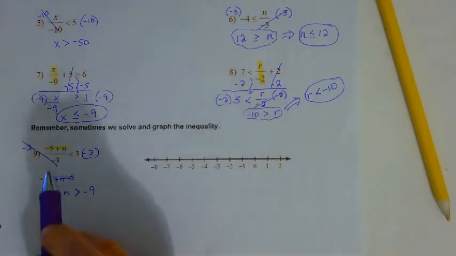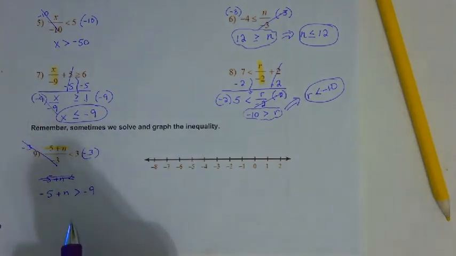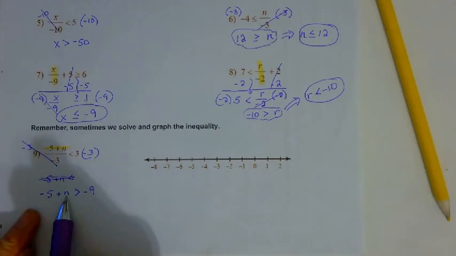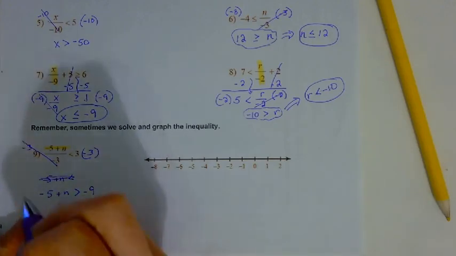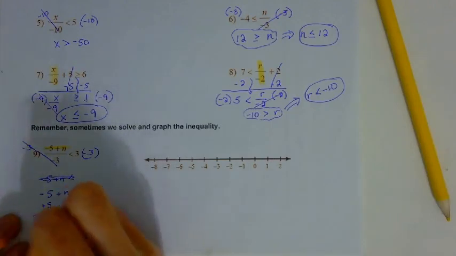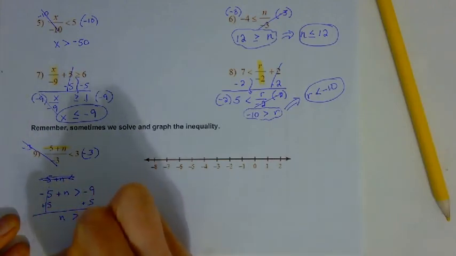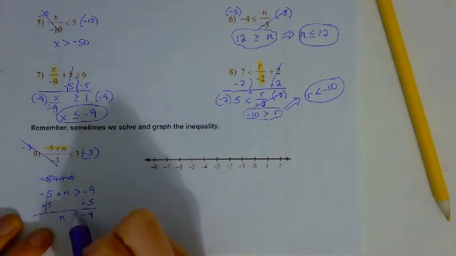So now we have negative 5 plus n. To get rid of this negative 5, we'll add it. And we get n is greater than negative 4. And remember, we don't have to flip the sign because we're just adding and subtracting at this point. We had to flip it, though, earlier when we multiplied by negative 3.